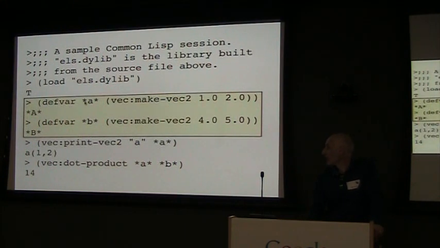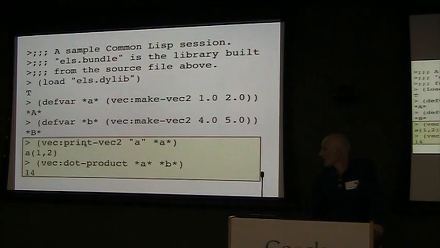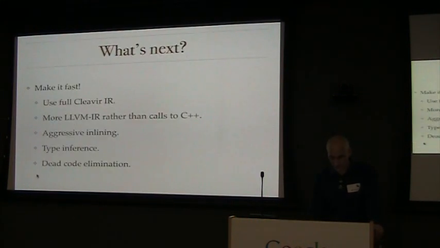You create a vec2 here, give it the two numbers, and it puts it into the dynamic variable A, puts another one in B. Then I want to print a vector. I just say, print the name and then the dynamic variable, and then there's the output. Or I want to calculate the dot product. I just give it two of these vectors, and I get the dot product right there. Okay. So these C++ functions are now exposed to Common Lisp.